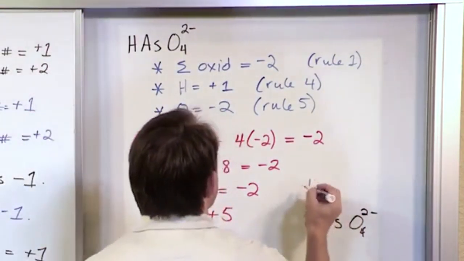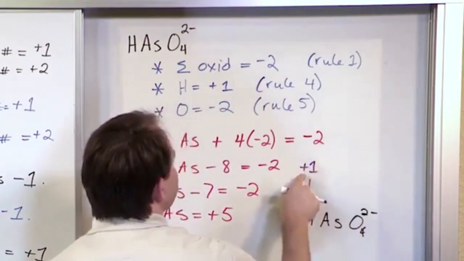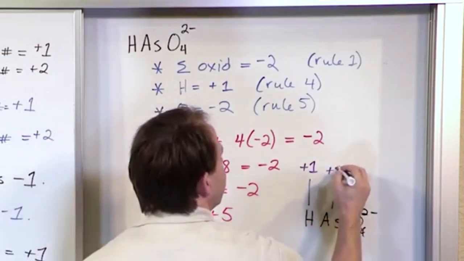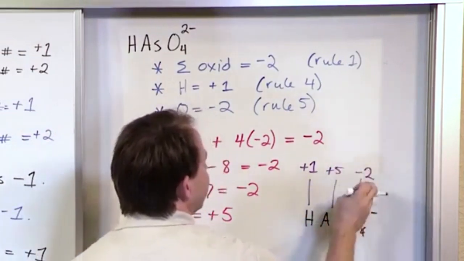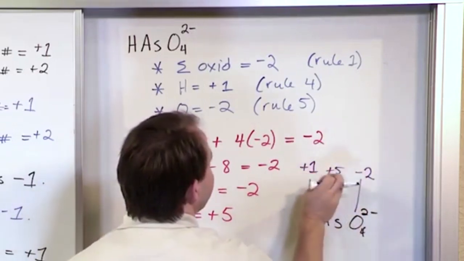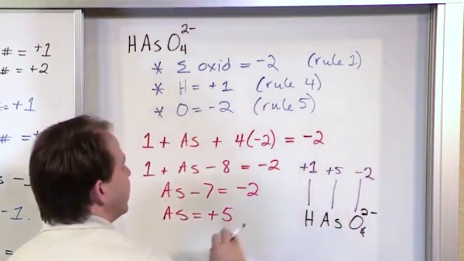And then we draw a little bar for hydrogen, +1. Notice the plus sign's in front of the number. For arsenic, it's +5. And for oxygen, it's -2. So I'm using color also, but even if it's just your pencil, it's implying with the signs in the front that these are oxidation numbers.